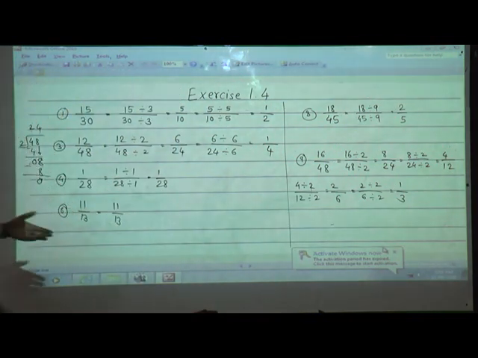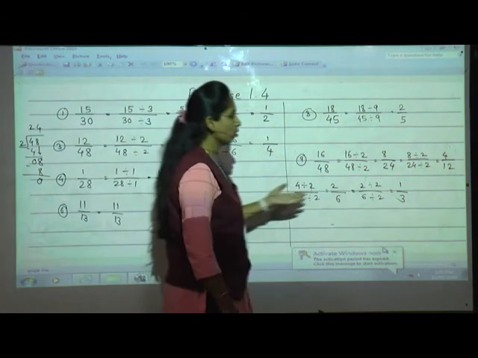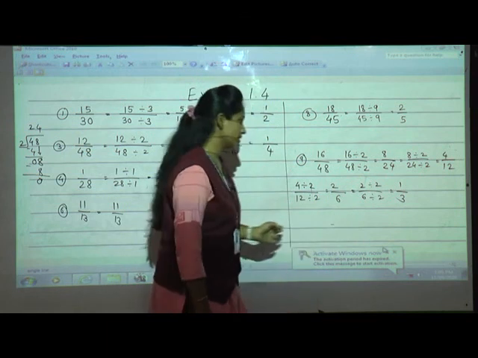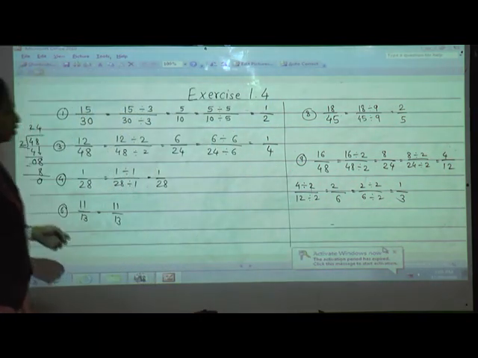So the answer is 1/6. See how many steps there are? So many steps, isn't it? Can you see? So many steps are there. How can we make it short?